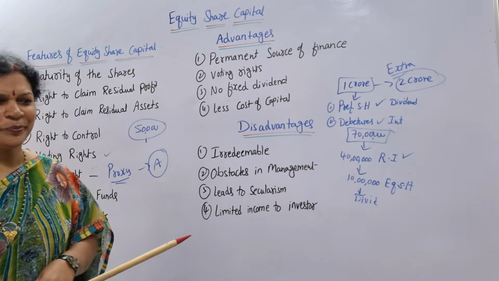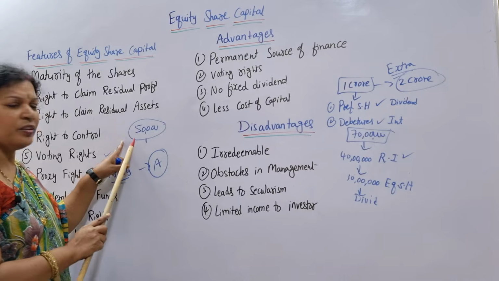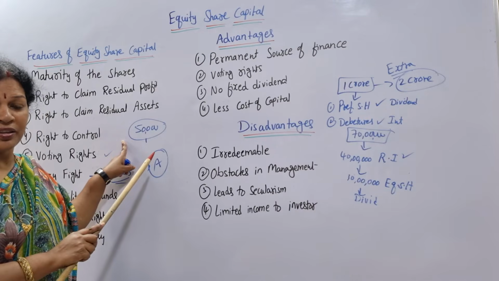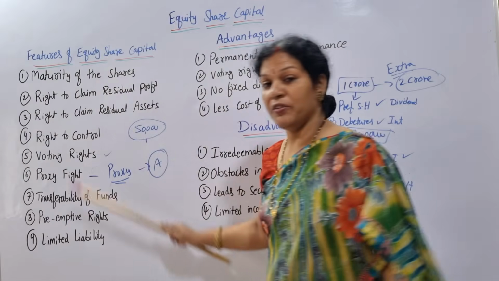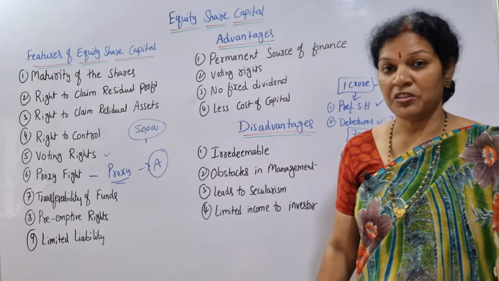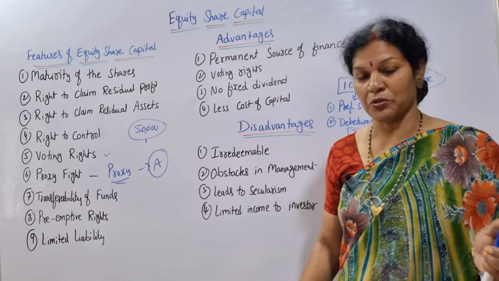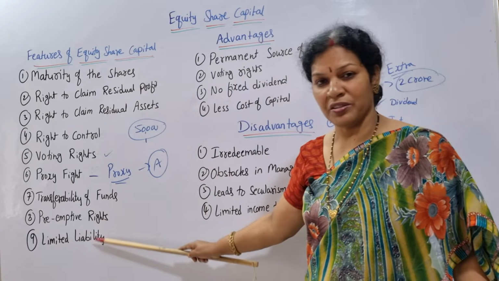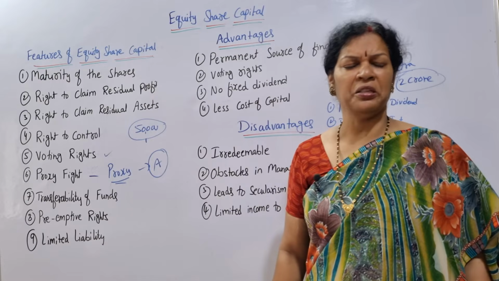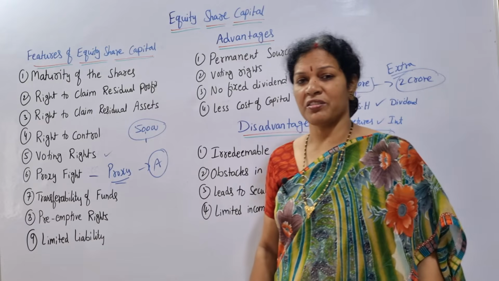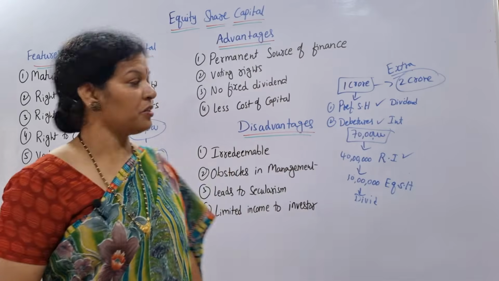Not more than 50,000 only. So we say it as a limited liability. So these are the main features of equity shares. If you follow this, you can understand 90-95% about equity shares. Now we'll discuss the advantages and disadvantages.